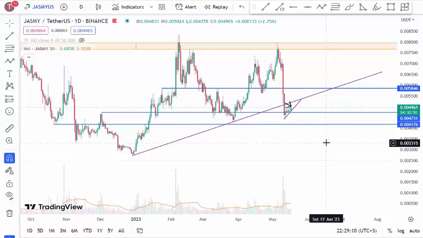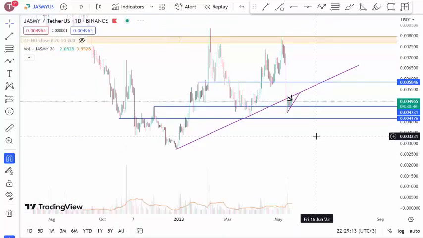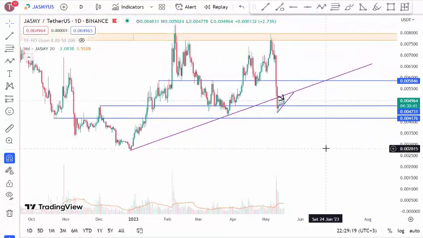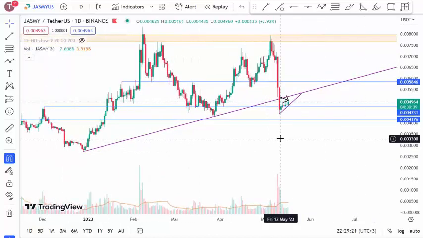Today, we will be conducting a technical analysis of Jasmy Coin. Looking at its chart, we have identified 3 support levels. We drew them before the video, and now we will share our comments with you.